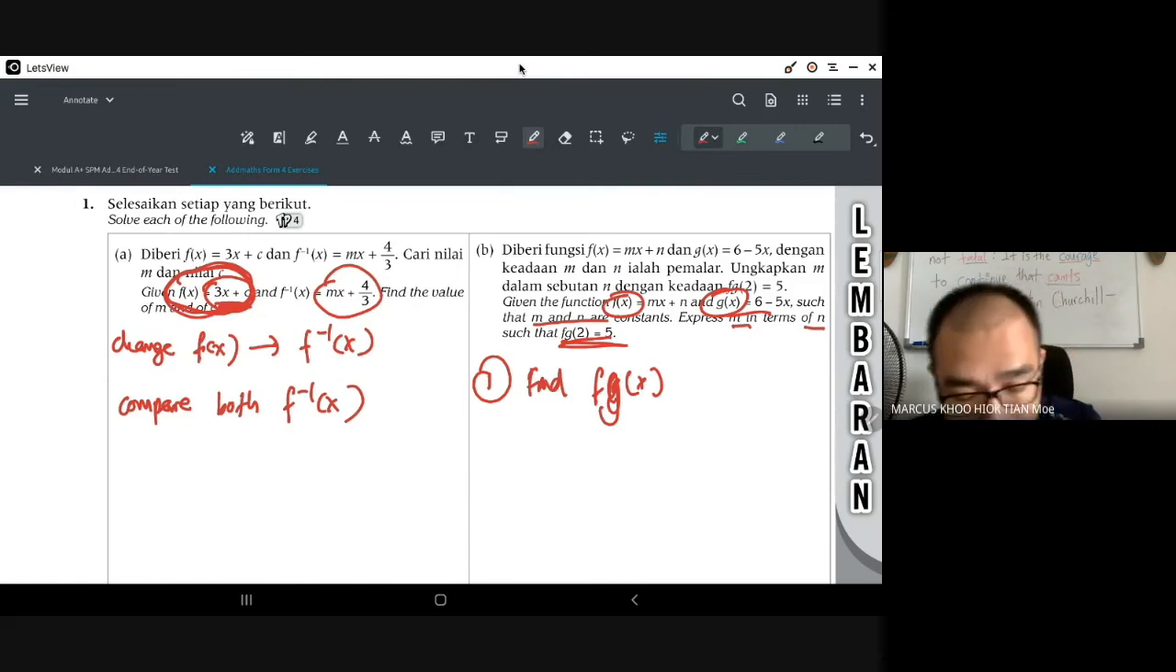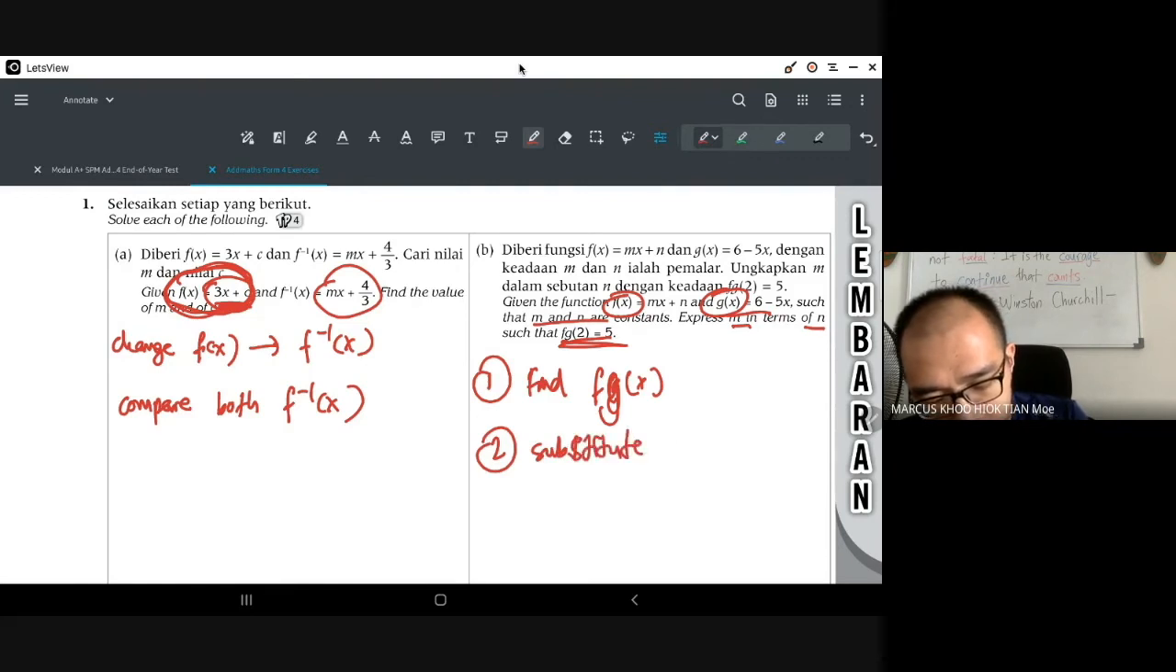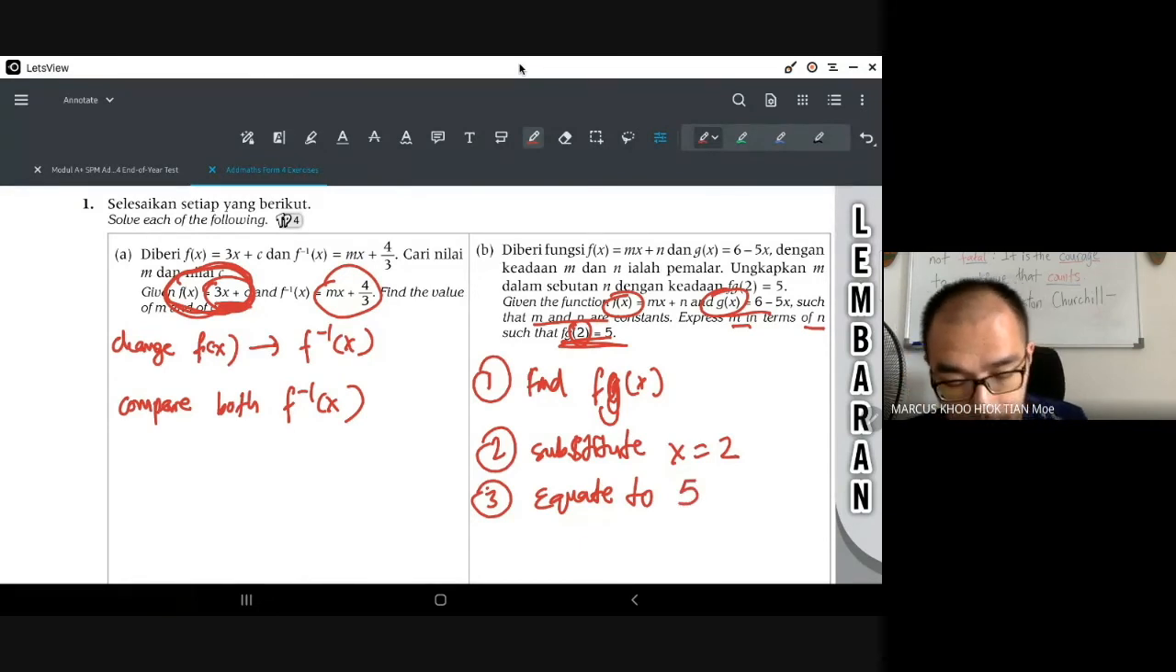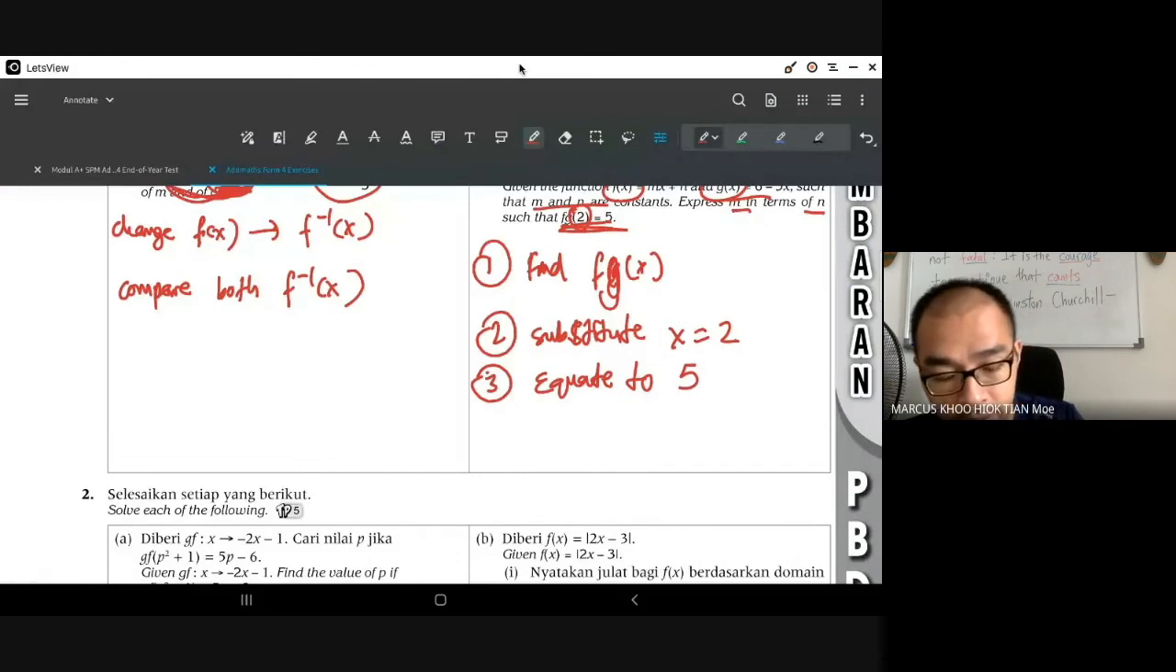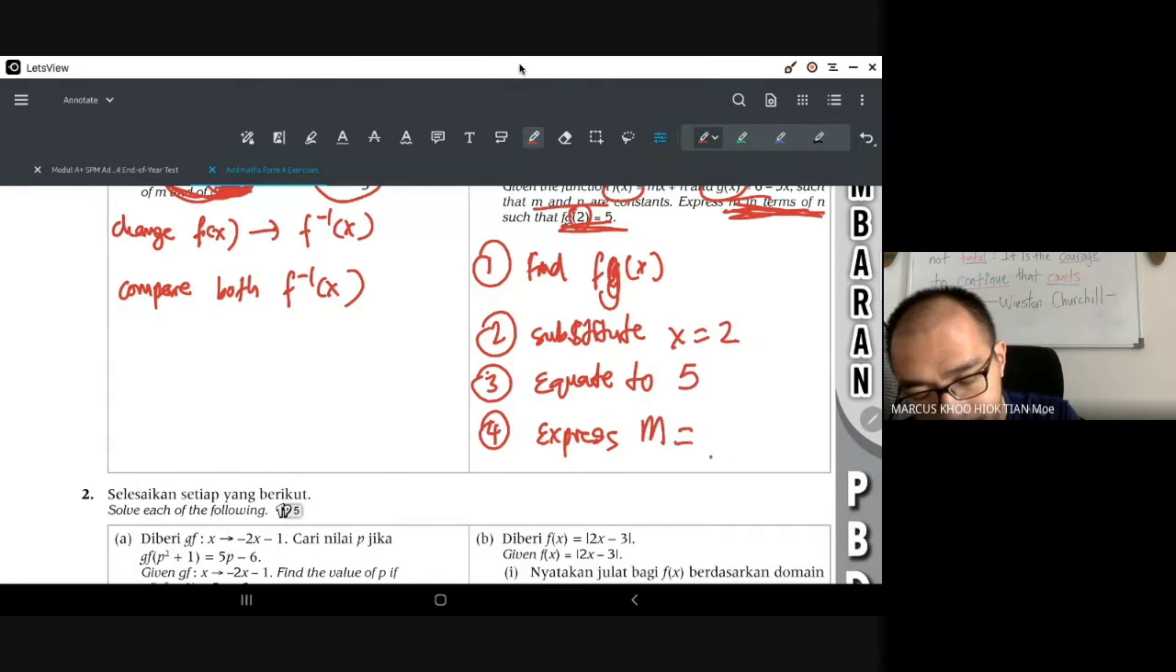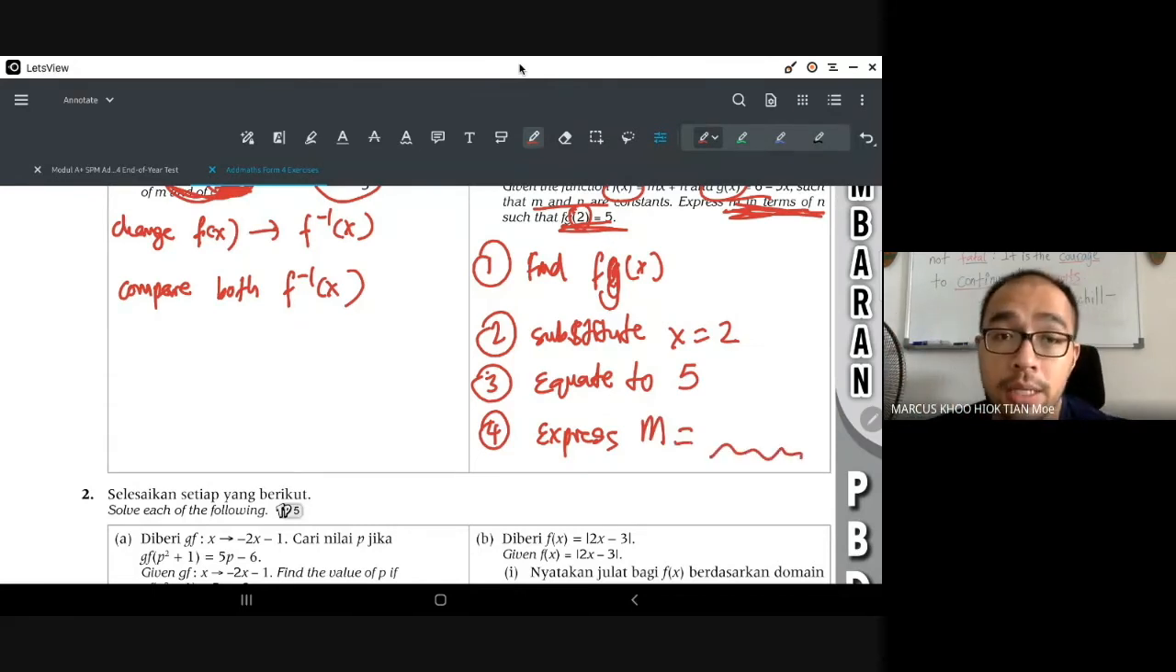Okay, and the second step after that is substitute x = 2 because you have fg(2). And then after that, equate to 5. Okay, and then after that, express m in terms of n, which means m equals to yada yada yada like that. It's a 4-step question.